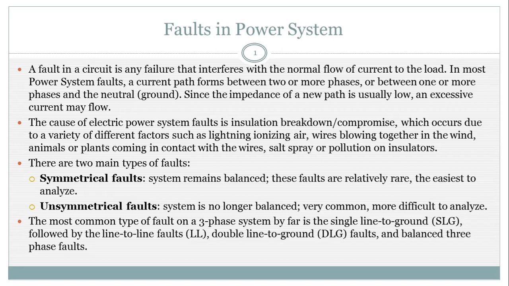Unsymmetrical fault means each and every line is not in the same condition. Maybe one or two lines are in fault condition, short circuit fault, and another one is kept as it is, meaning it is okay. This type of fault is unsymmetrical fault. In symmetrical fault, the system remains balanced, but in unsymmetrical fault, the system is no longer in a balanced state. It is an unbalanced condition. Examples of unsymmetrical fault are single line to ground fault, line to line fault, double line to ground fault, etc.